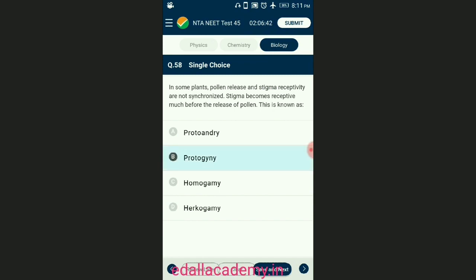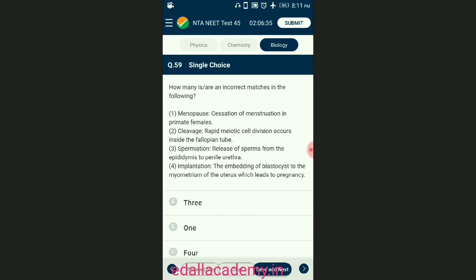Question number 59. How many are an incorrect match in the following? Here four statements are given. Cleavage, rapid mitotic cell division of zygote in the fallopian tube. Spermiation, releasing of sperms from the head of Sertoli cells to lumen of seminiferous tubules. Implantation, the embedding of the blastocyst to the endometrium of the uterus which leads to pregnancy. So the answer for this question is option A.